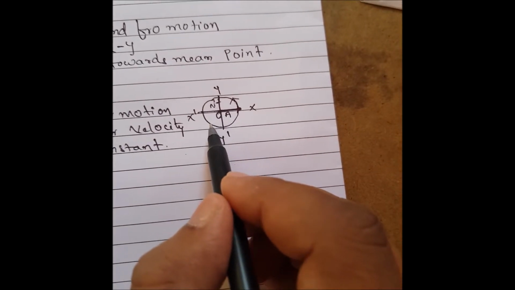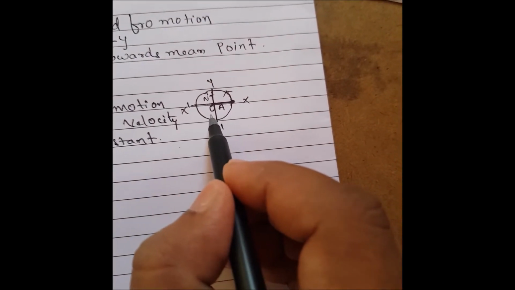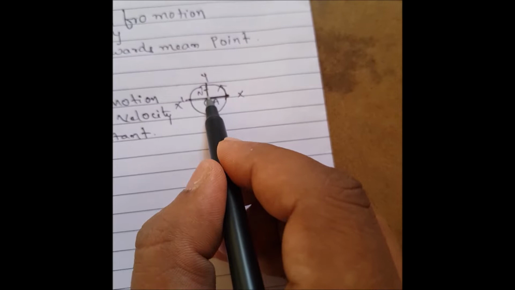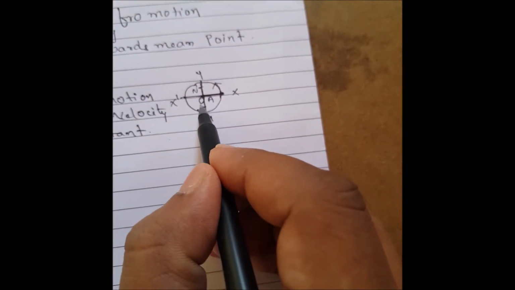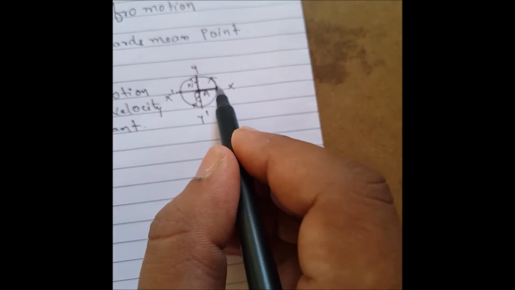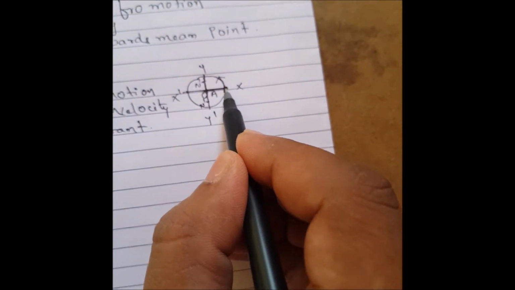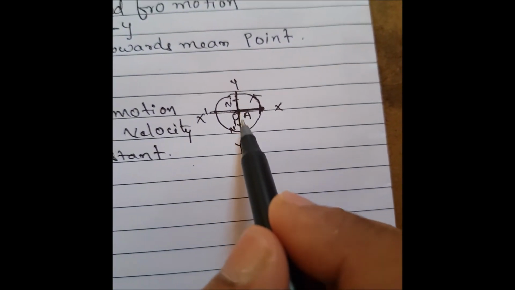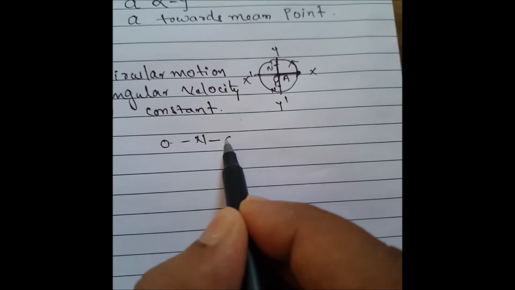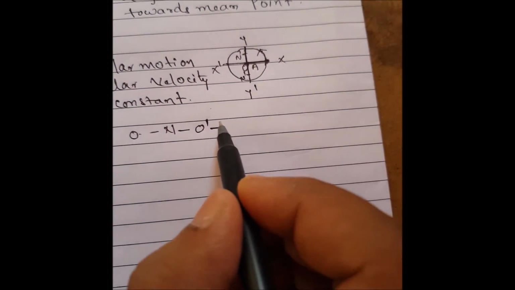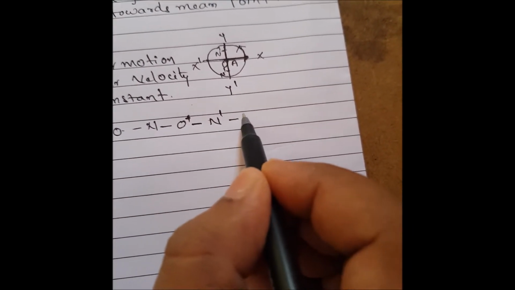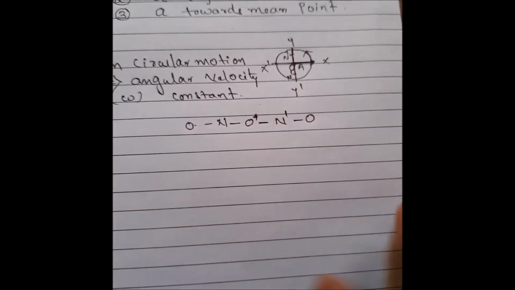Continuing, if the particle completes one rotation in the anti-clockwise direction, its projection oscillates from O to N, N to O, then to one more point, let us consider N dash, and N dash back to O. Particle completes one rotation, and its projection completes one oscillation, from O to N, N to O, O to N dash, and N dash to O. This is one oscillation completed.